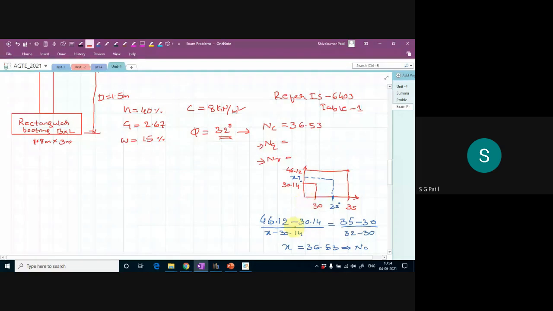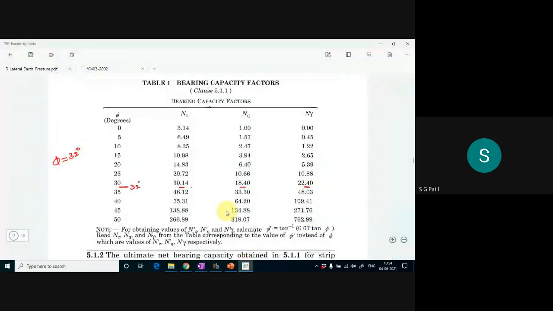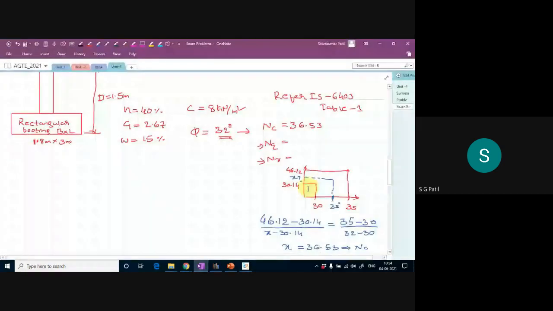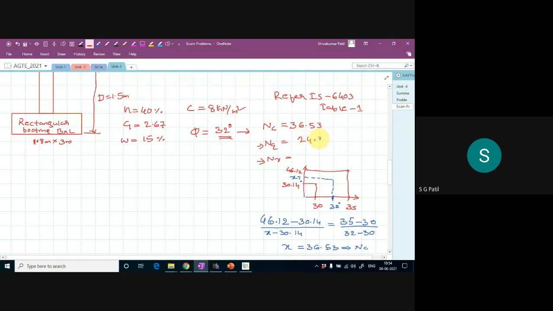In a similar fashion, you should interpolate for the NQ value and N gamma value. The procedure I showed here, the same way you should do. For 30 degree my NQ value is 18.40, and for 35 degree my NQ value is 33.30. Between these two you should interpolate, and similarly for N gamma. I already interpolated, so I will write the answers directly. Only for one did I show the procedure. NQ I will get 24.36, and N gamma I will get 32.65.